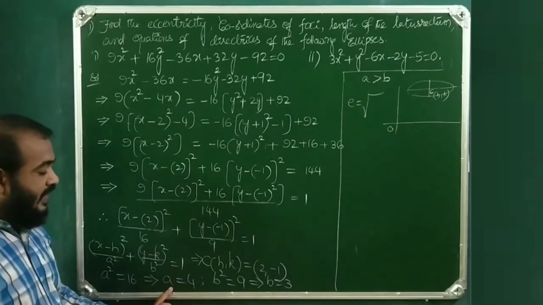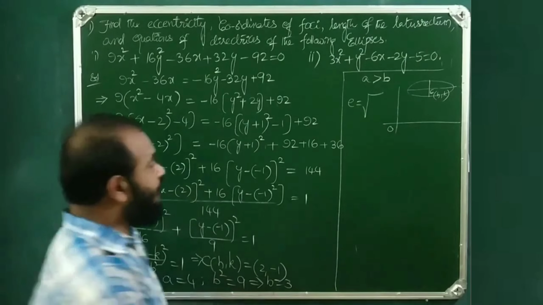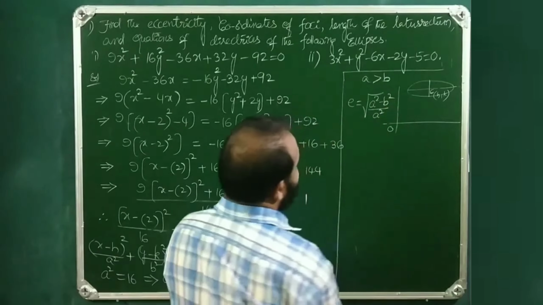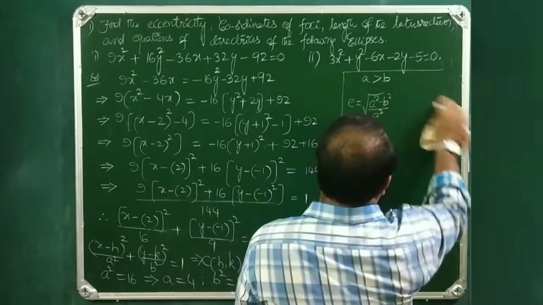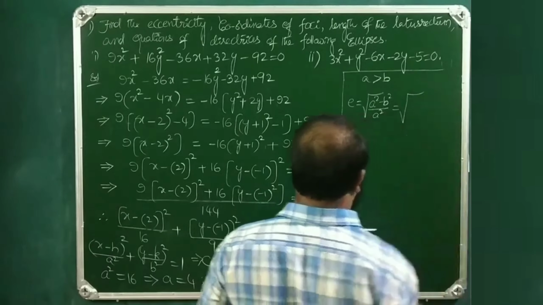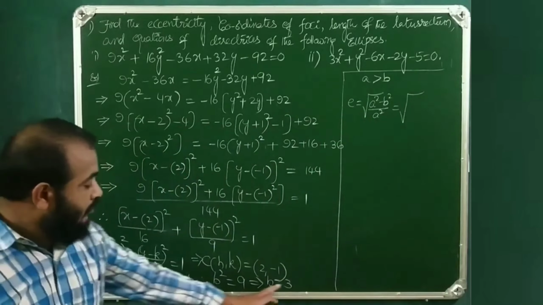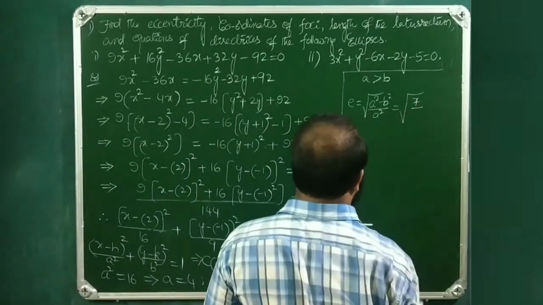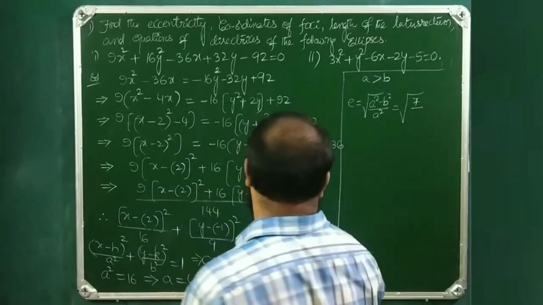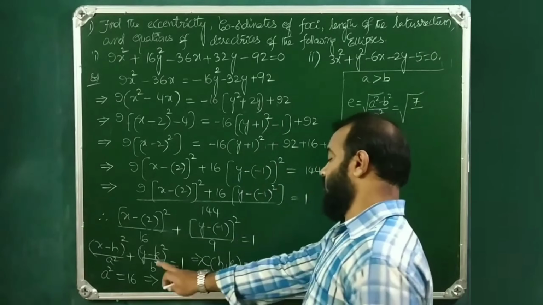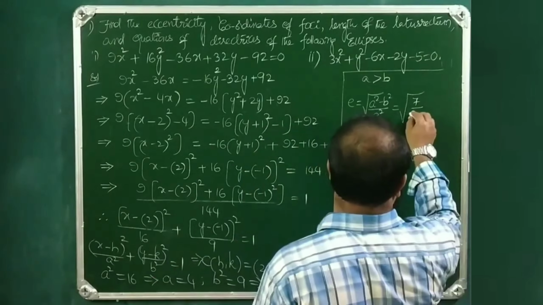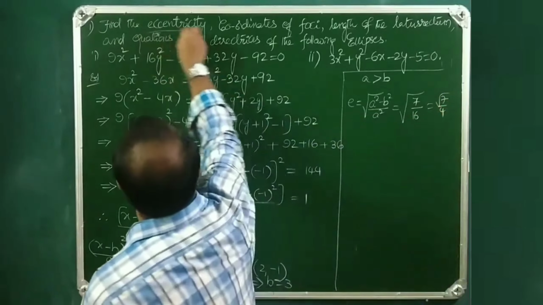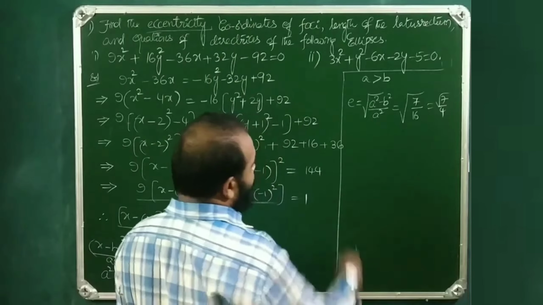So A is greater than B, which is A square minus B square by A square. Eccentricity is equal to A square 16 minus 9, which is 7, by A square 16. This is equal to root 7 by 4. This is the eccentricity.